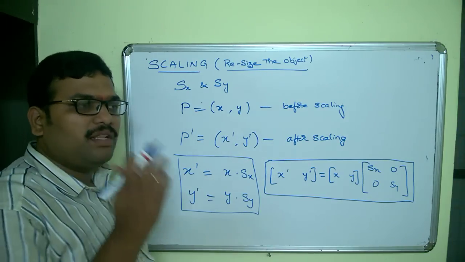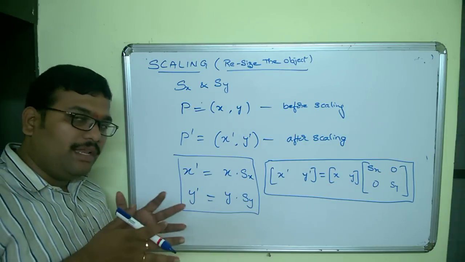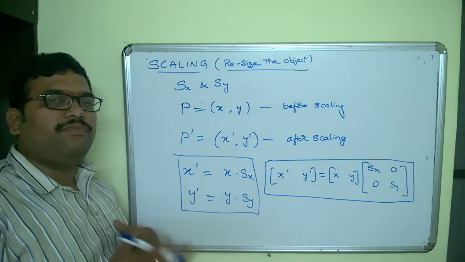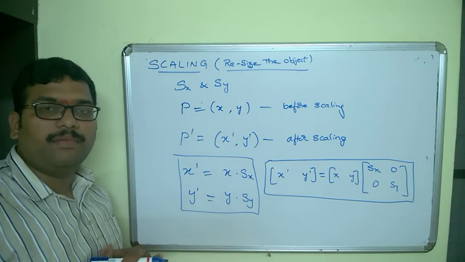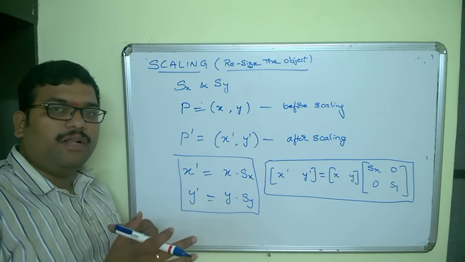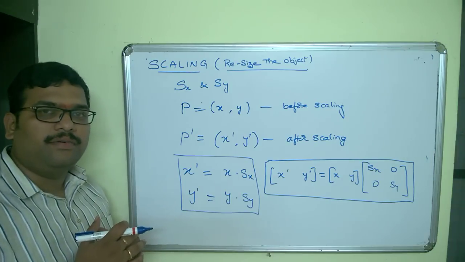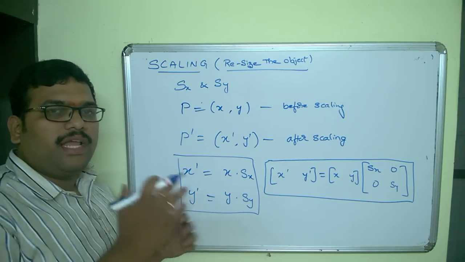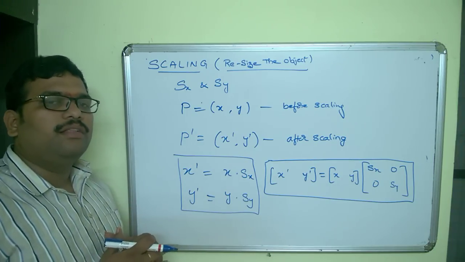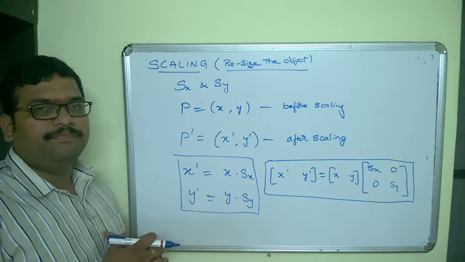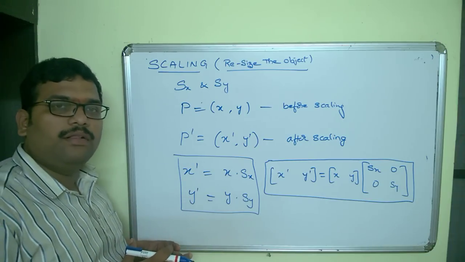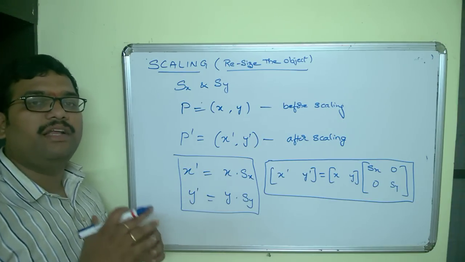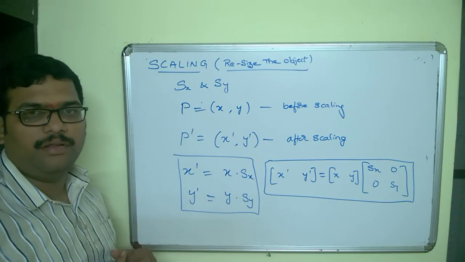We have to remember that based upon the scaling parameters, the size of an object may vary. If both the scaling parameters are between 0 and 1, the size will be decreased. And if the scaling parameters are greater than 1, the size will be increased. And if both are equal, the size may increase or decrease, but it will be done uniformly.